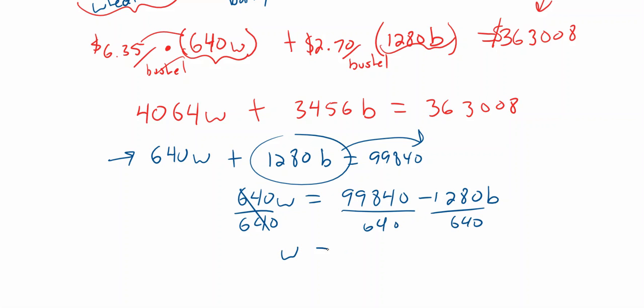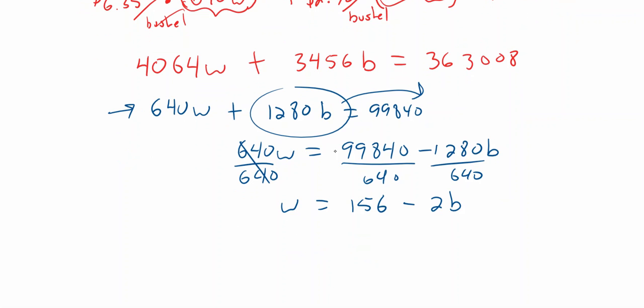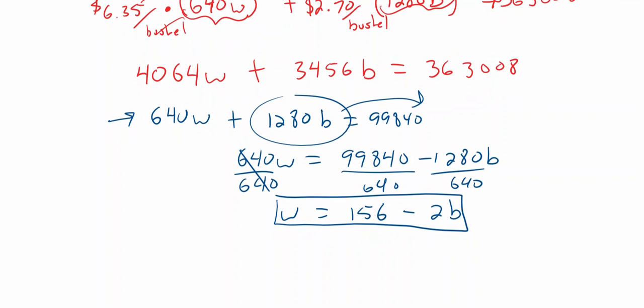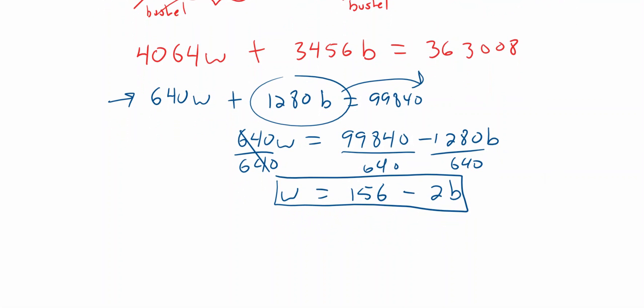So we got W is equal to, so we end up with 156, so that worked out nice. And then minus, and this one's going to work out nice too, this ends up being 2B. Okay, so we've rearranged it for W. Perfect. Now we're going to put this one into the red one, right? So that red one, we'll just write that out again.